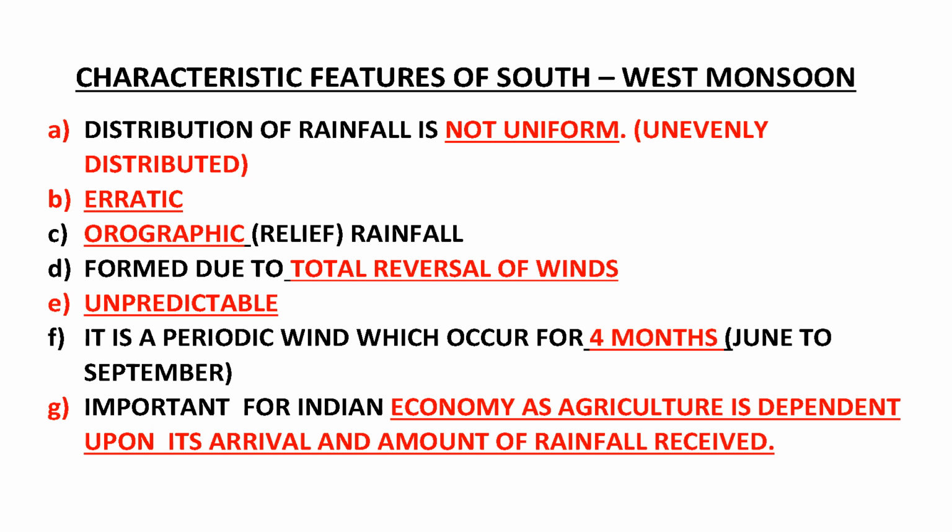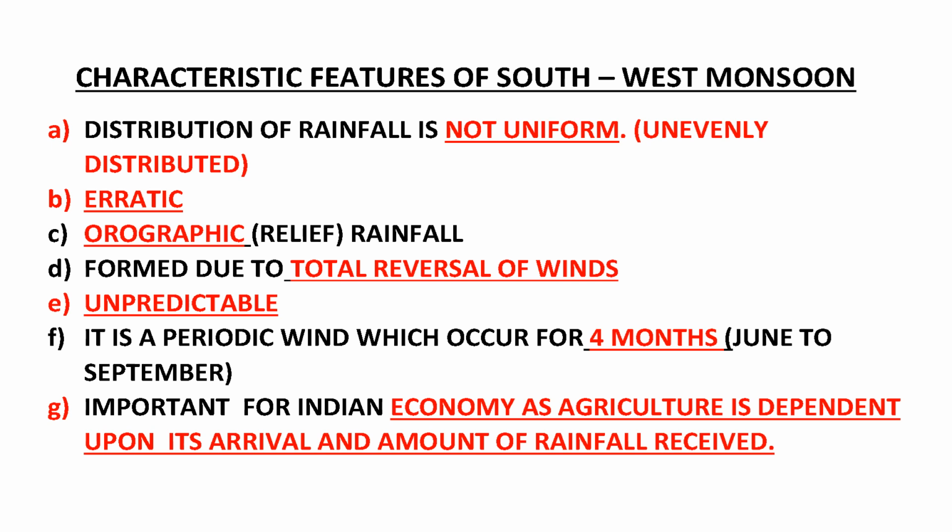Then it is also very important for the Indian economy, as agriculture is dependent upon its arrival and the amount of rainfall received. If there is no rainfall, then agriculture suffers, and if there is a lot of rainfall, then also agriculture suffers. So these are basically the characteristic features of monsoons. In your book, points D and E will be cancelled because they do not come as important characteristic features. So A, B, C and the other points which I have written will be written as the points of characteristic features.